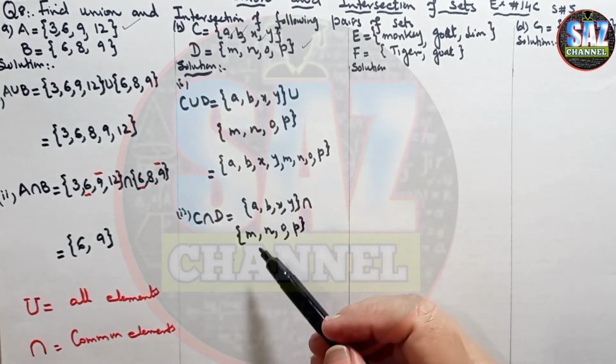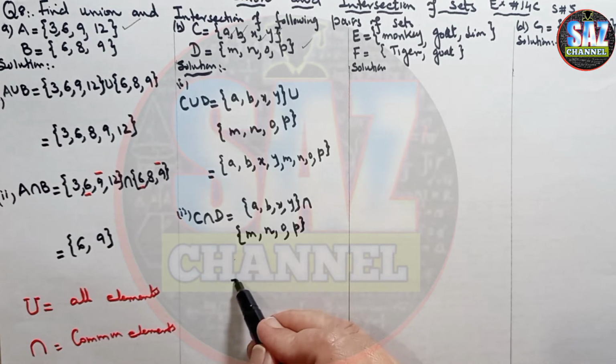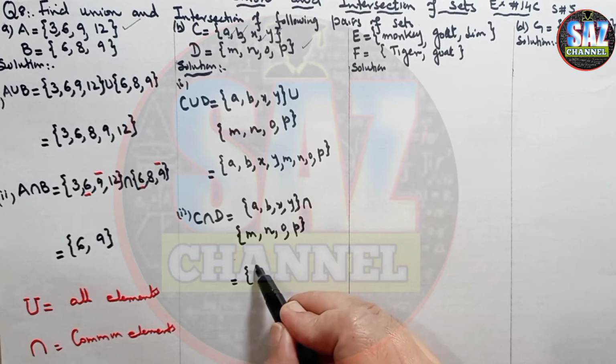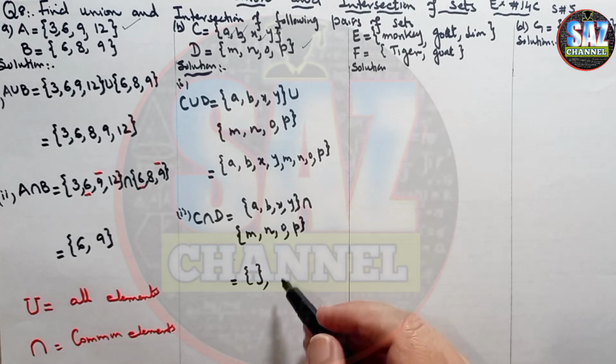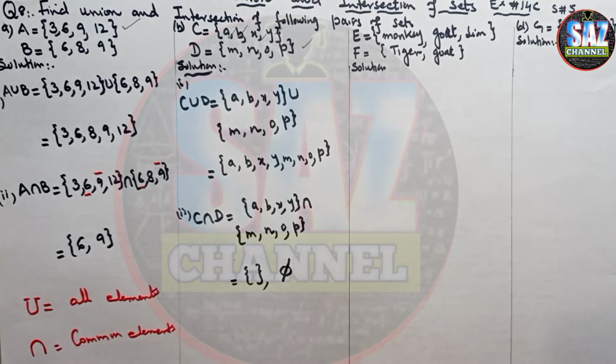Now observe carefully that both sets have nothing in common. So the intersection of C and D will be the empty set. I can write it with two curly brackets having nothing in them, or I can use the symbol phi like this. So when the sets have nothing in common, they are disjoint sets and their intersection will be the empty set.